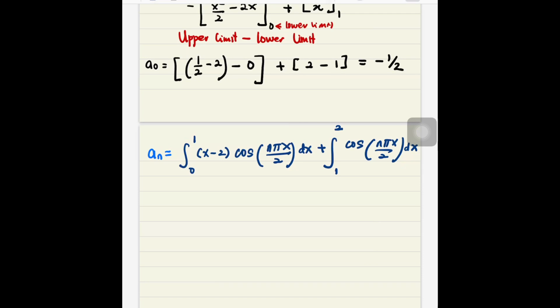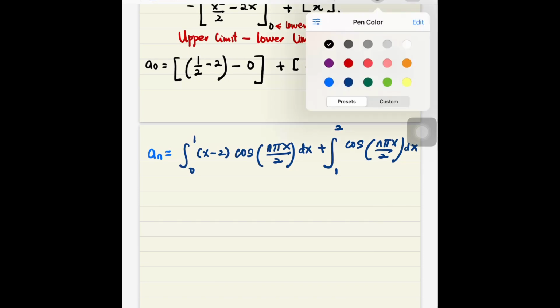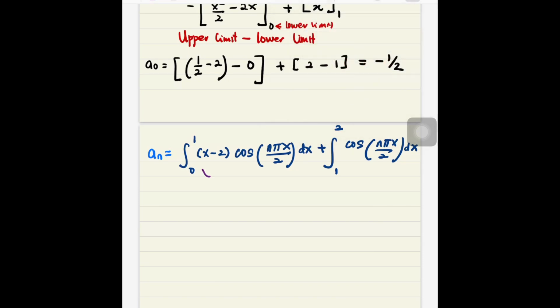Okay, so now for this function, you need to apply the tabular method because you have a combination of polynomial and trigonometric function. Okay, as for this one, this is direct integration. So we settle the tabular method first.